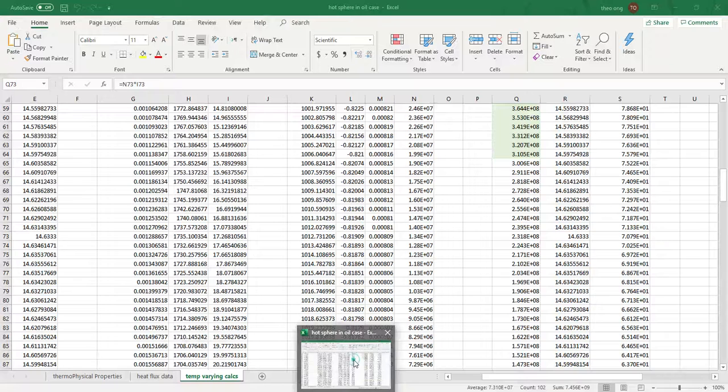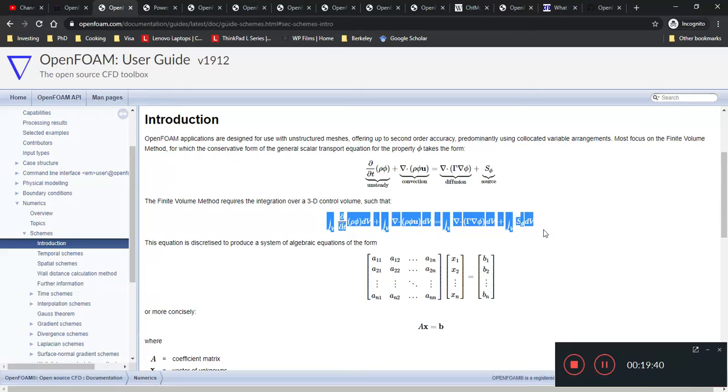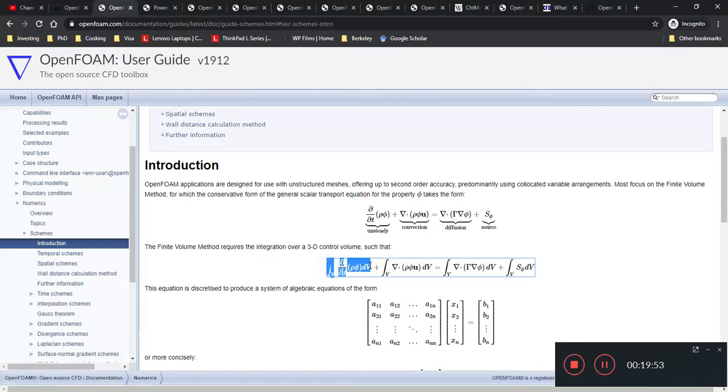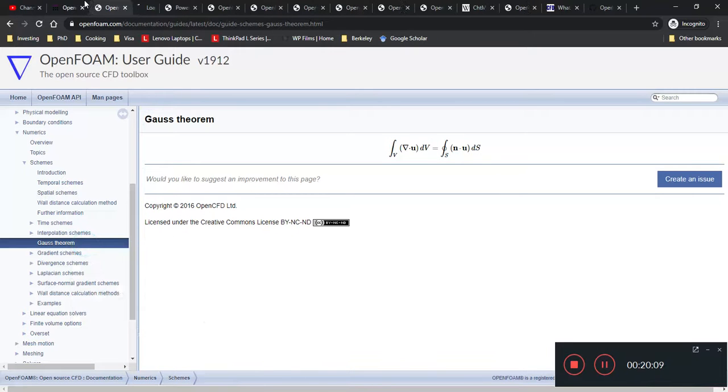Okay, so what it does, the long and short of it, is OpenFOAM cuts this big volume up into small volumes. And how does OpenFOAM calculate these volume integrals? It uses something called the Gauss Theorem. I think I should open it in a new tab. Okay, this is Gauss Theorem.